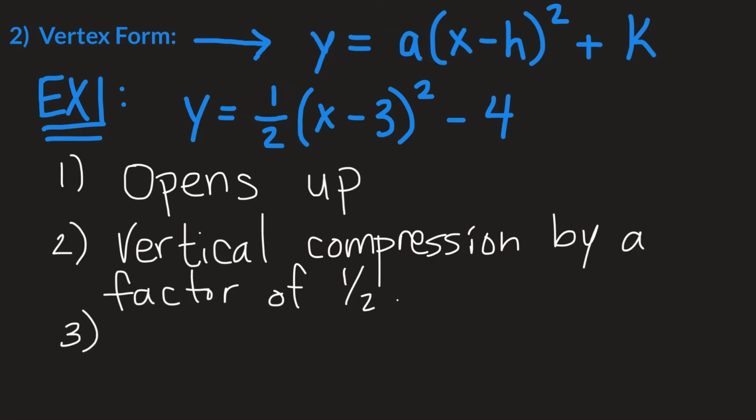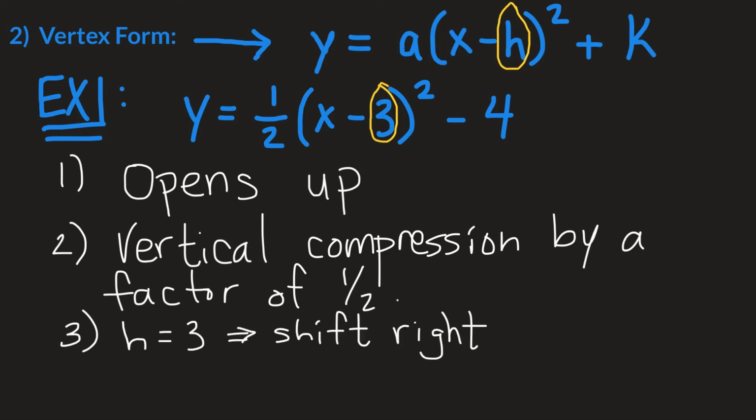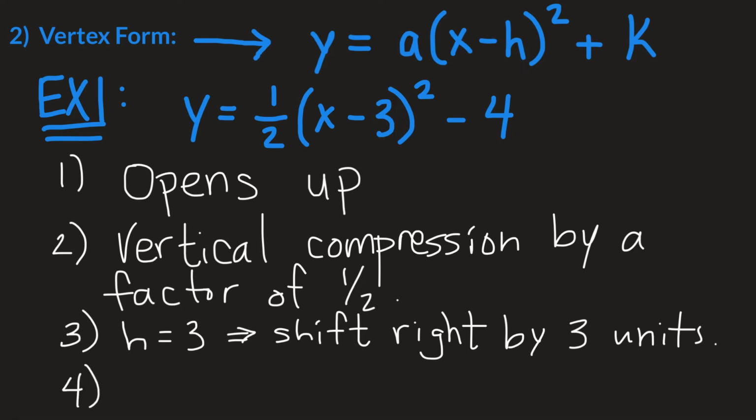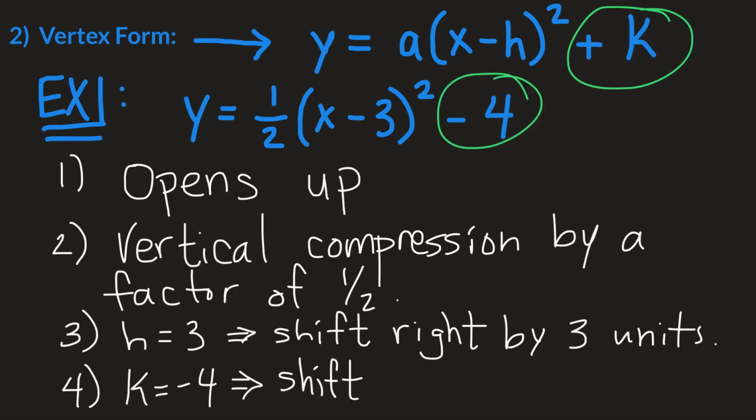The third thing that this parabola tells us is that h is positive 3, which indicates a shift to the right by 3 units. The fourth thing that this parabola tells us is that k is equal to negative 4, which indicates a shift down by 4 units.